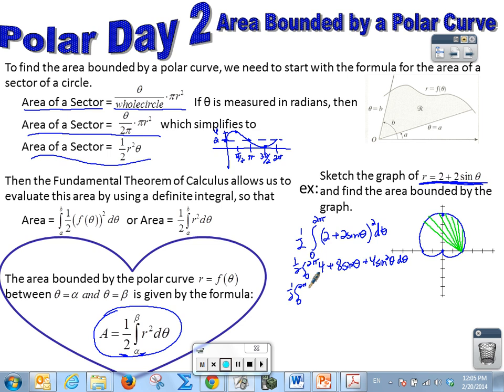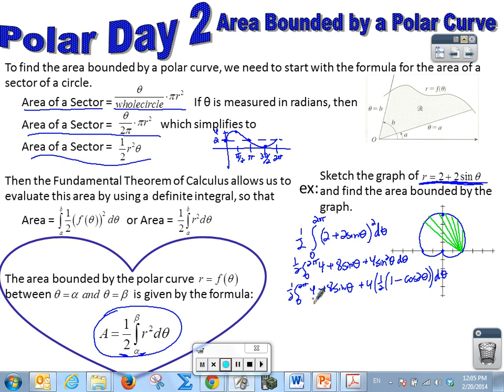So we're going to replace this with 4 plus 8 sine plus, I have a 4. Then we're going to use our formula for sine squared, which is 1/2, and that's 1 minus cosine 2 theta, d theta. Okay? So what we would do is distribute here. So I'm going to get 4 times 1/2 is 2, and that gives me 2 times 1 is 2.